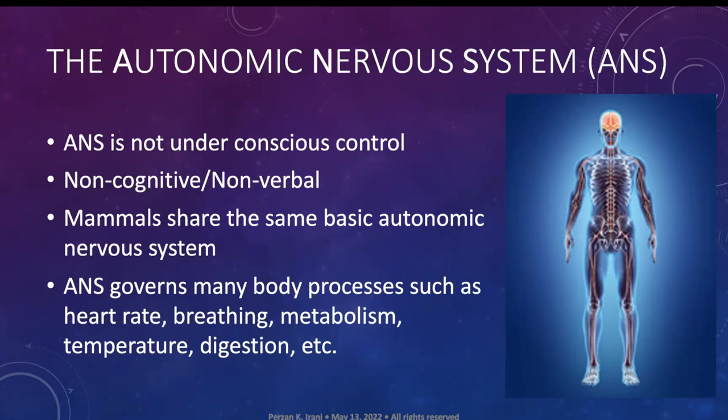That's an important part to keep in mind. It's a non-cognitive, non-verbal part of us. Most mammals share the same basic autonomic nervous system, so you don't need cognition to have this nervous system working. And the ANS governs many body processes, such as heart rate, breathing, metabolism, temperature, digestion, hormone levels, all sorts of things.